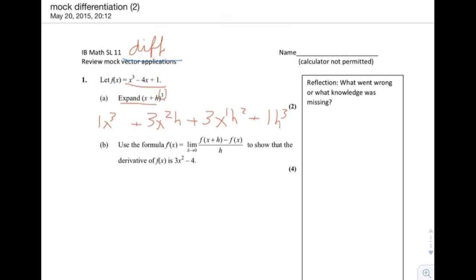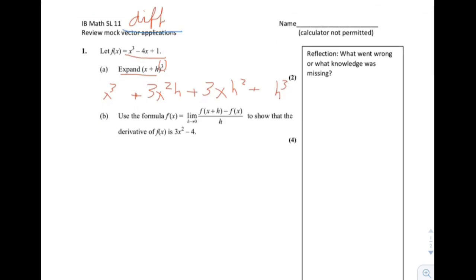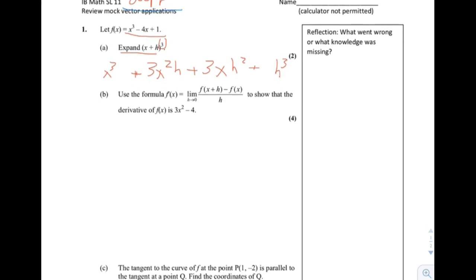Add all these together. Okay? We can erase the ones, right? All the ones we can erase. All right. Now we're going to use the limit formula to find the derivative, to show that the derivative of f of x is 3x squared minus 4.